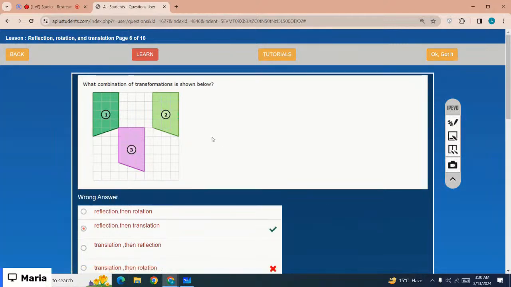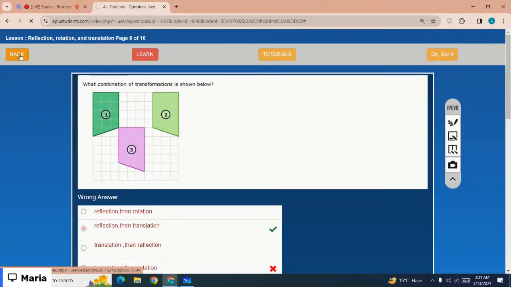Wrong answer, why? Oh, 2 is the reflection of 1. Exactly the opposite of 1, 2 is the reflection of 1. And then from 2 to 3, that is a translation, not from 1 to 3. 2 is the reflection of 1 and 3 is the translation. So the correct option is reflection and then translation. You can complete the lesson by yourself.